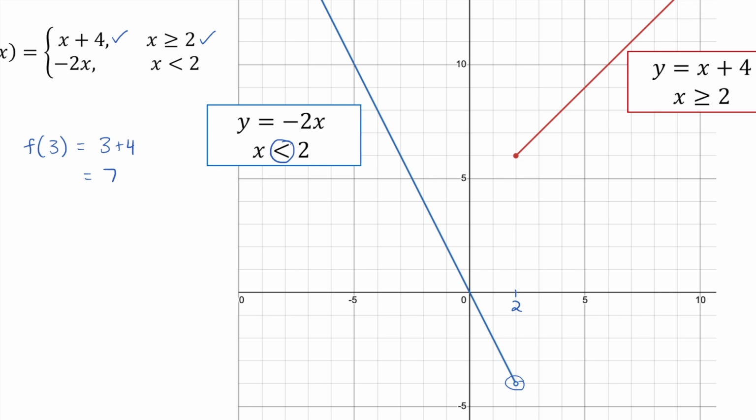Now, let's say I had f of 1. Here, can you see that this satisfies the bottom inequality because 1 is less than 2? So then I need to use the function minus 2x.